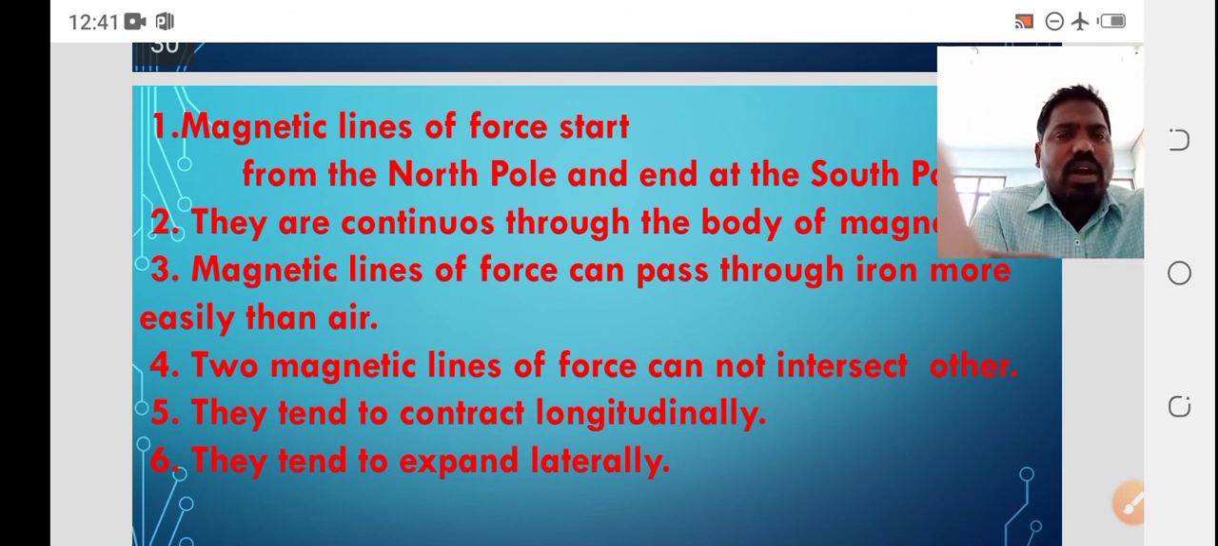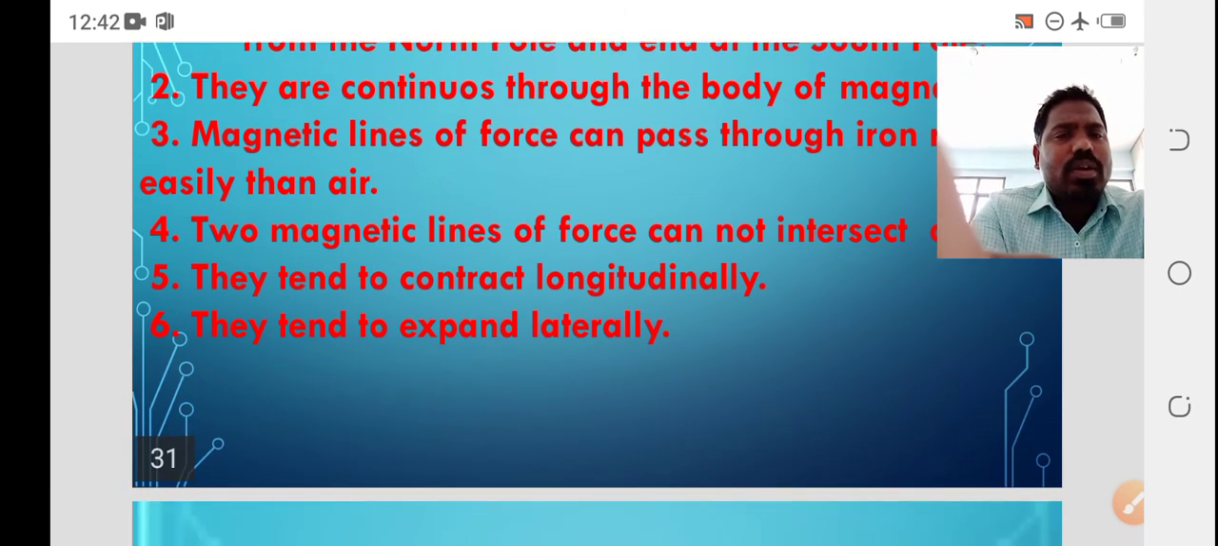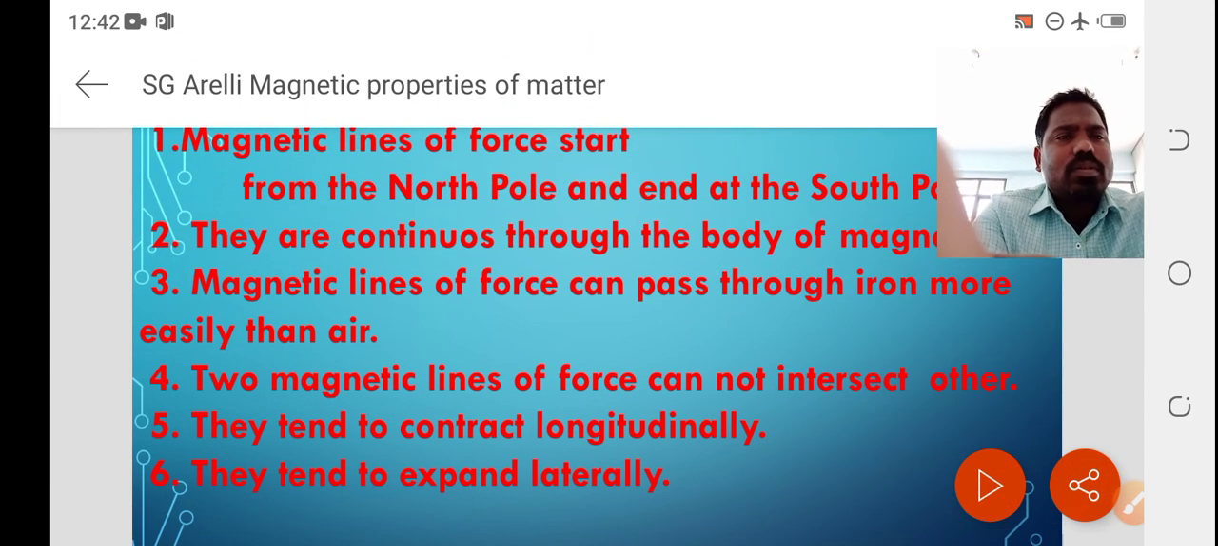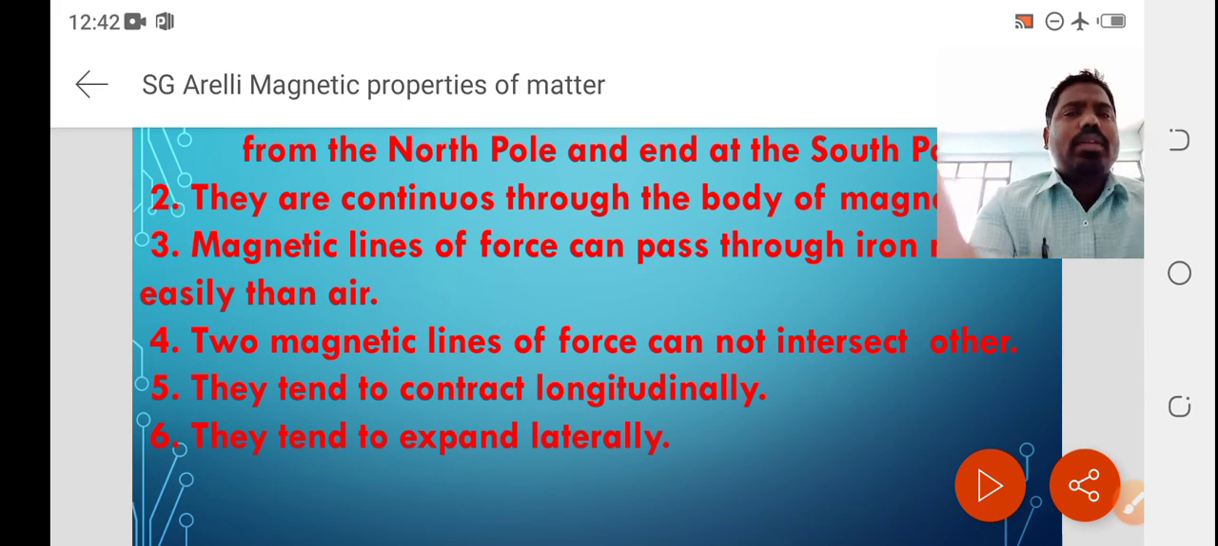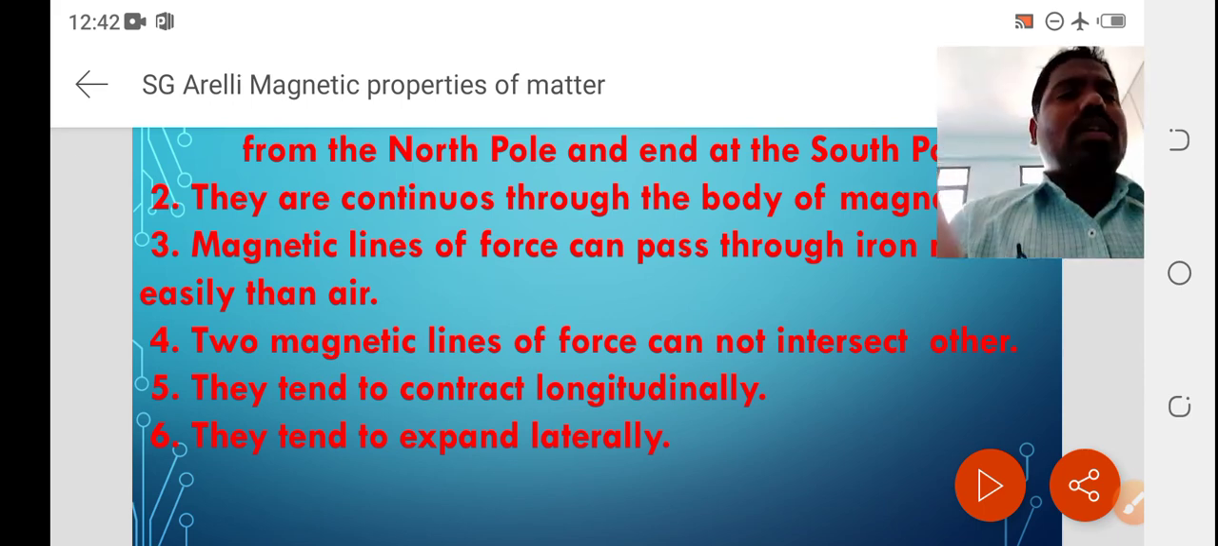They tend to contract longitudinally. They tend to expand laterally. Longitudinally they are contracting, and laterally they are expanding. So this is the introduction to the magnetic properties of matter.